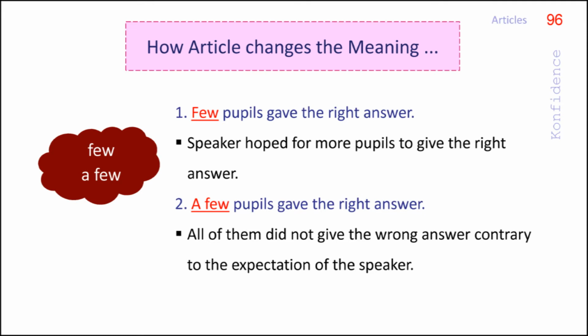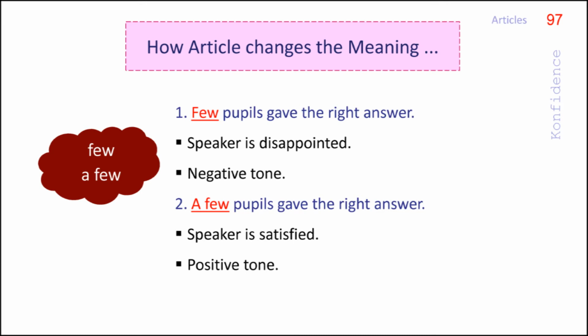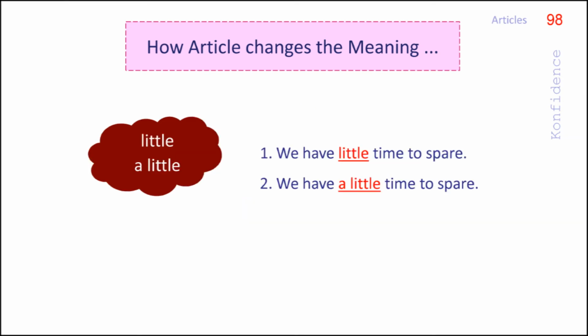So when a person says few pupils gave the right answer, evidently he had hoped for more pupils to give the right answer. But when he says a few pupils gave the right answer, it means that all of them did not give the wrong answer, contrary to the expectation of the speaker. In the first sentence, the speaker is disappointed, so it has a negative tone, while in the second sentence, the speaker is satisfied and hence it is positive. There is a similar difference between little and a little. When we say we have little time to spare, we mean that we do not have as much time as we should like to spare. But when we say we have a little time to spare, we mean that we are not so short of time.